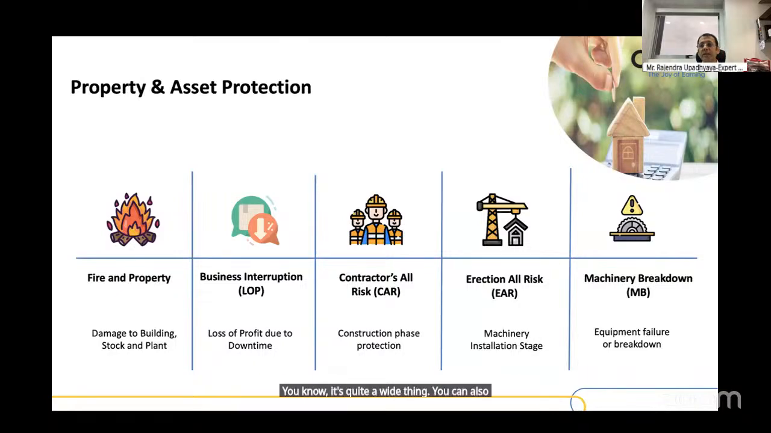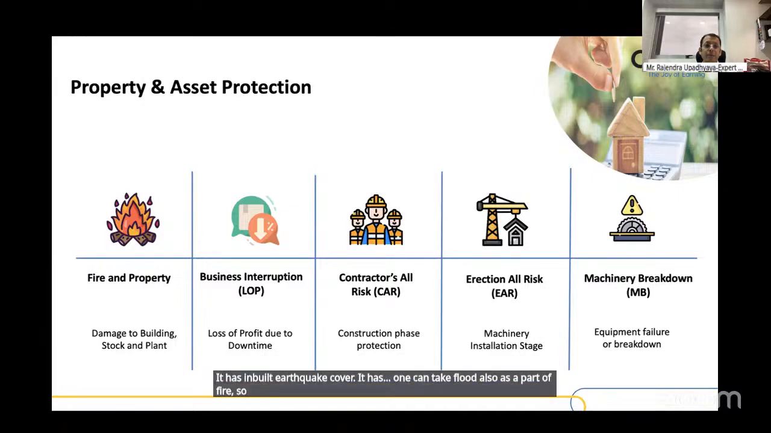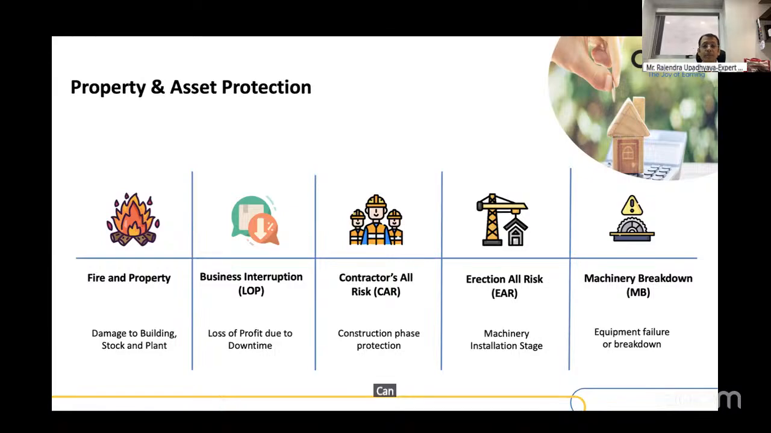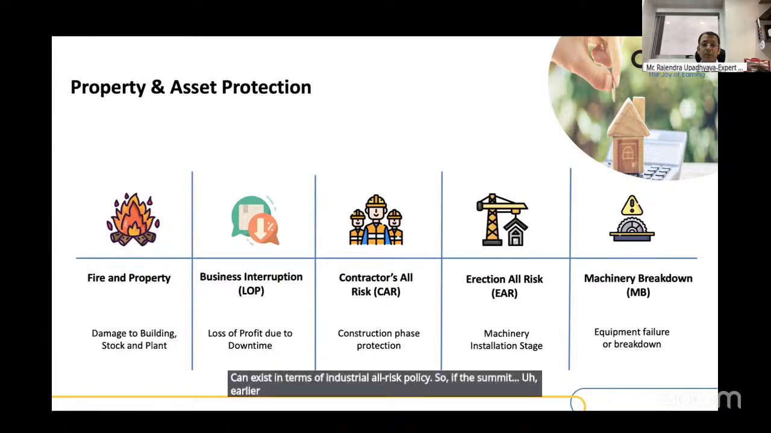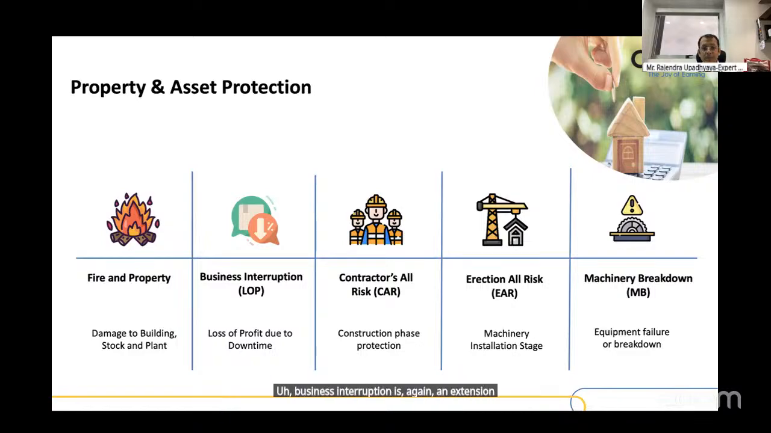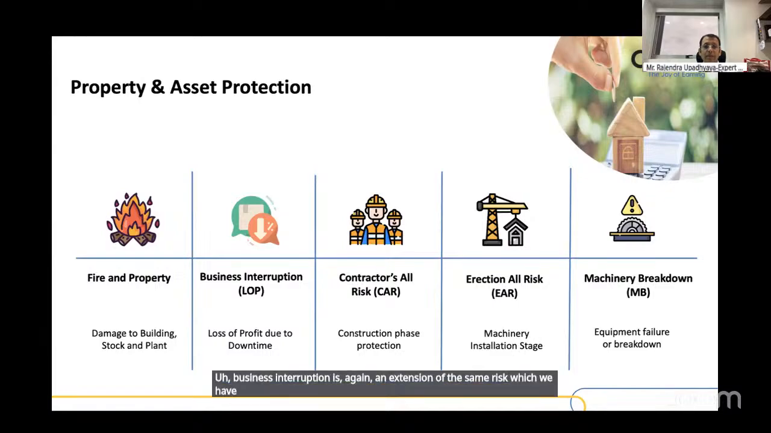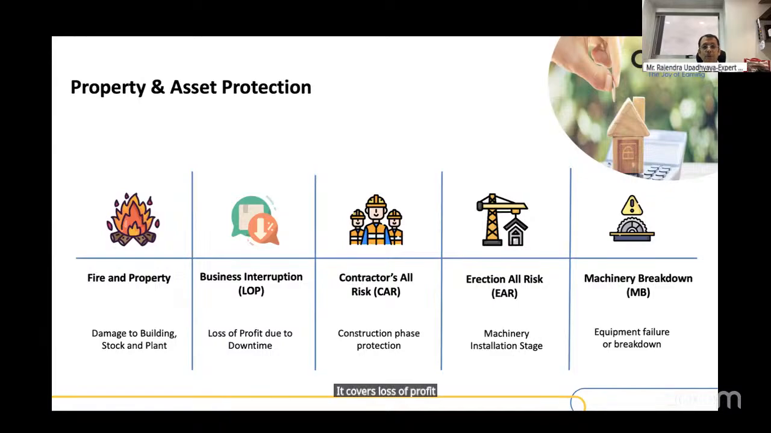You can also take a terrorism cover along with fire. It has inbuilt earthquake cover. One can take flood also as a part of fire. So it's quite a wide cover, but an even wider cover can exist in terms of industrial all risk policy. Earlier the sum insured cap used to be 100 crore for a single location. Now even for a 50 crore asset, one can take an industrial all risk policy. Business interruption is again an extension of the same risk which we have talked about earlier. It covers loss of profit due to downtime.